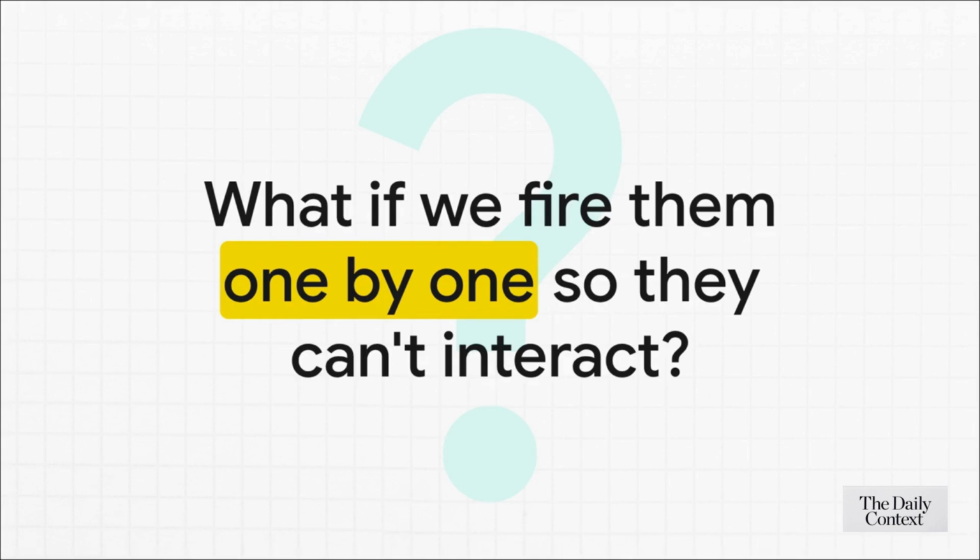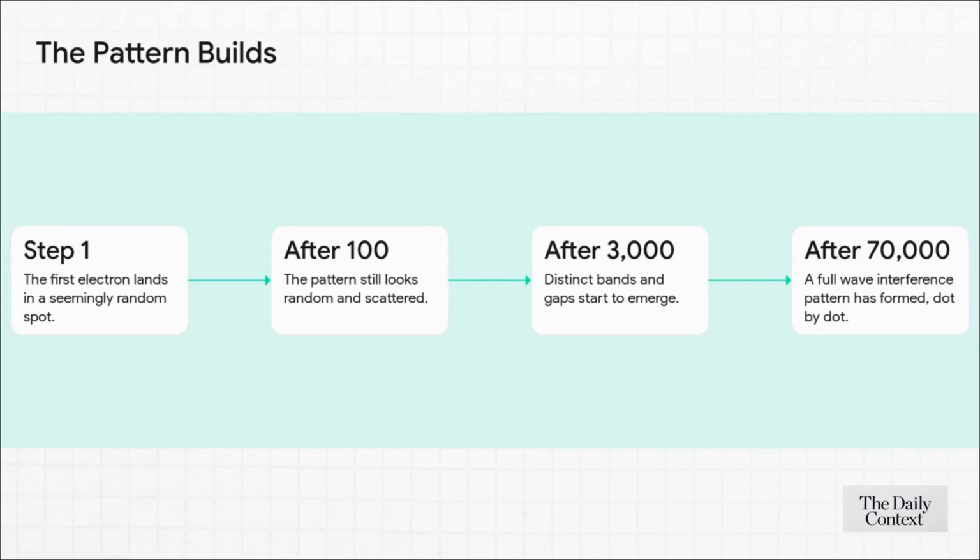So we should definitely get those two simple bands this time. But what happens next is just wild. As you can see here, the first few electrons land in what look like totally random spots. After 100 or so, it's still just a random-looking mess. But as we keep going, firing them one by one, thousands of times, that same wave interference pattern slowly, magically builds up, dot by individual dot.